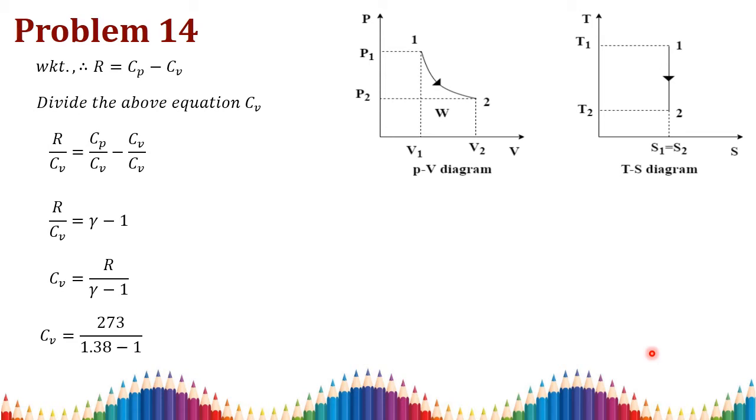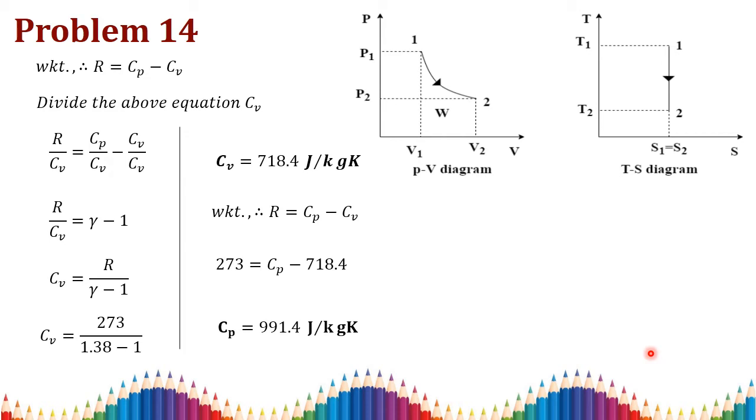Then we need to find out the internal energy, that is delta U, as I already told. So in that we need to find out Cv. For that I am taking R is equal to Cp minus Cv. Dividing the whole equation by Cv, what do you get? R by Cv is equal to Cp by Cv minus Cv by Cv. Cp by Cv is your adiabatic index gamma, which we have already found from the previous slide, that is gamma is 1.38.